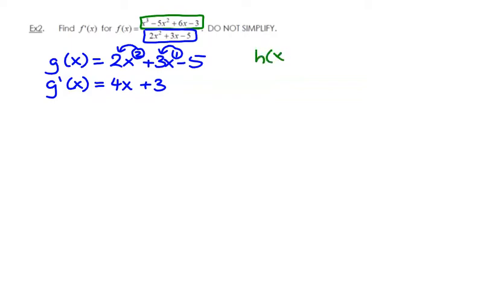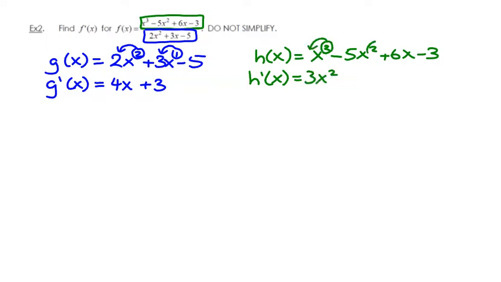Now h at x is this huge cubic polynomial, x cubed minus 5x squared plus 6x minus 3. And so the derivative is going to be, bring the 3 down, so 3x to the power of 2. This is going to multiply the front, -10x to the power of 1. This has a 1 for the exponent, so it's going to be plus 6 x to the power of 0, which means it's just going to be a 1. So let's get rid of it. And that -3, taking the derivative of that, is going to be 0. So this right here is h prime at x.